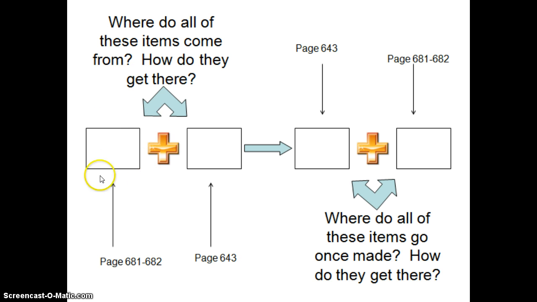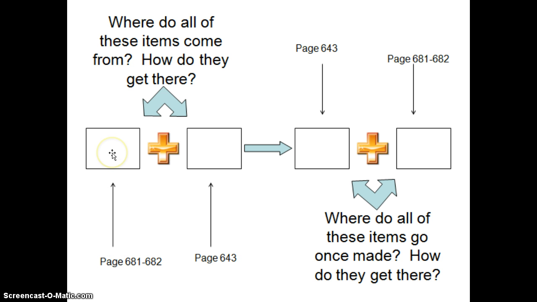So if we look at this carbon dioxide, I'll give you a hint. The carbon dioxide comes from the air, right? It comes from the exhalations, like if we breathe out carbon dioxide, that's what the plant is actually going to take in. So that's where the carbon dioxide is coming from. How it actually gets there, you can find on page 681 and 682.